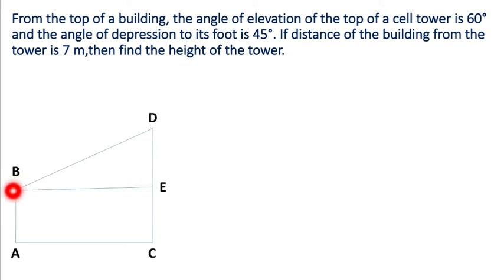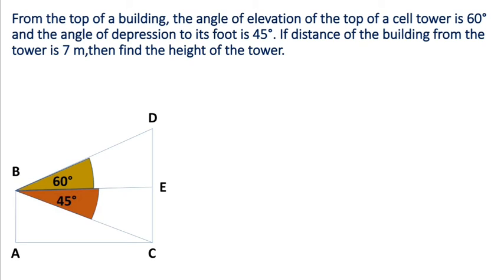Now from B, that is the top of the building, we are observing the foot of the cell tower. So we get the line of sight like this. And here the angle of elevation from B to the top of the cell tower, that is BD, is 60 degrees. So we can represent the angle here. Here the angle is 60 degrees. Now represent the angle of depression. That means joining B and C, here we get the angle of depression. That is, the angle between BE and BC is 45 degrees.